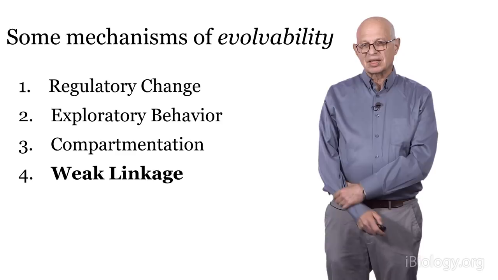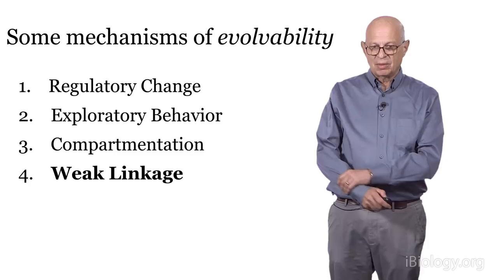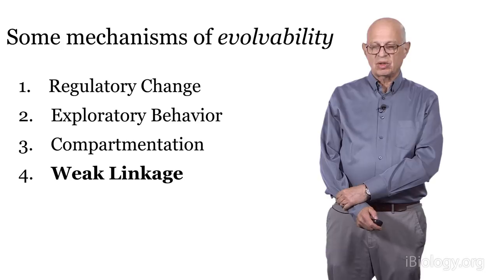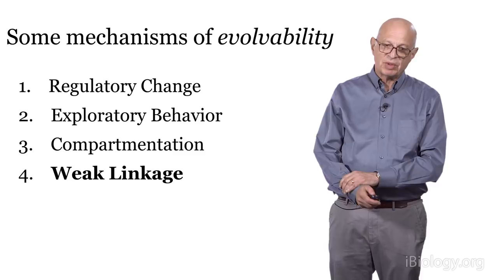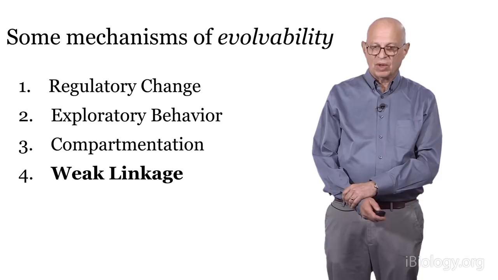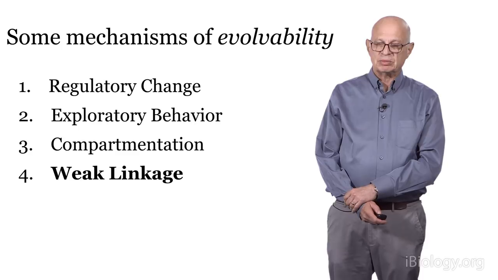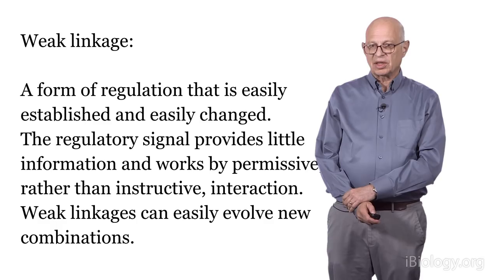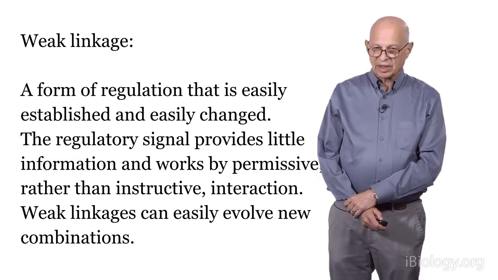Well, the last, and I think maybe arguably the most important, is the most biochemical and maybe a little more abstract. And this is about the ease with which you can change the regulation of what's being expressed in a given region, or how much is being expressed, or when it's being expressed. And it's a property of molecular systems called weak linkage. So what is weak linkage? It's a form of regulation that's easily established and easily changed.